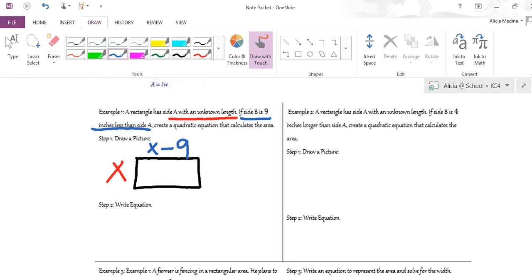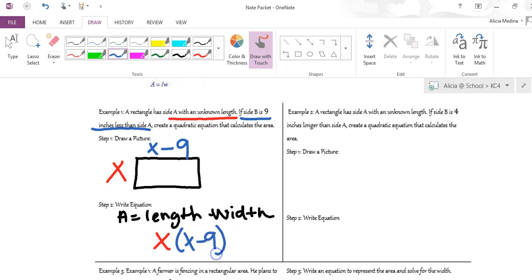Step 2 is write the equation. Well, the equation is just our area equals length times our width. So our length, doesn't really matter which one we say. So we say X, our width would be X minus 9. And this is going to be equal to A. If it just asks you to write the equation, no need to go ahead and solve. All you have to do is write me the equation.